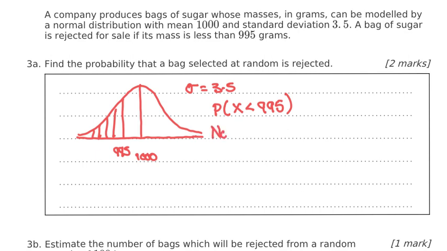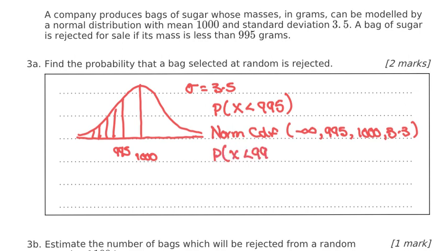So we want a normal CDF, where the lower bound is minus infinity, the upper bound is 995, the mean is 1,000, and the standard deviation is 3.5. If we use our GDC, we will find that the probability that x is less than 995 is equal to 0.0766 to 3 significant figures.